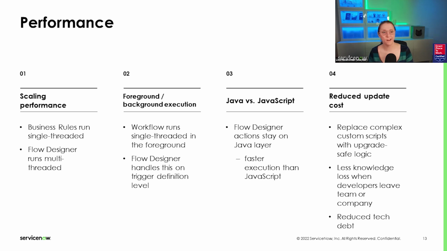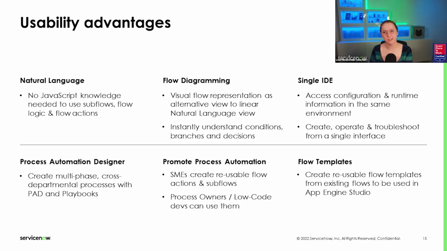The third point that I was told by our engineers is that Flow Designer actions actually stay on the Java layer. So they don't call JavaScript, and therefore the execution will also be faster. And then lastly, something that I mentioned before already, it reduces upgrade costs because you will replace complex custom scripts with upgrade safe platform logic. And this way you will also lose less knowledge when your developers leave the team or the company, and you reduce your tech debt. So usability, reusability.